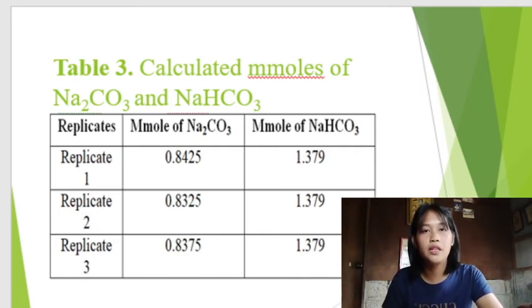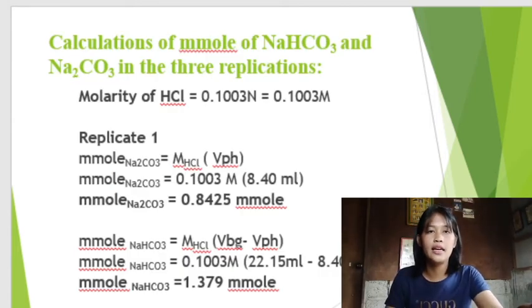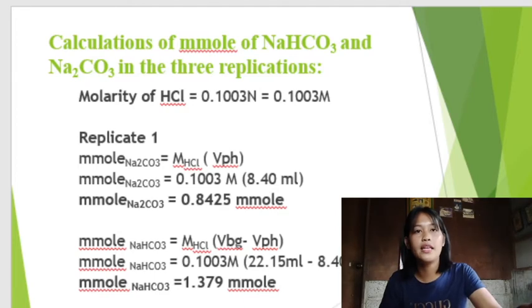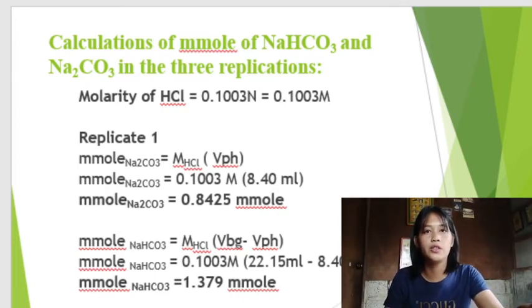So, to compute the millimoles of sodium carbonate in replicate 1, we multiply the molarity of HCl times the volume of HCl delivered with phenolphthalein indicator. So, we calculate 0.8425 millimoles. And to compute the millimoles of sodium bicarbonate, molarity of HCl times the volume of HCl delivered with bromocresol green minus the volume of HCl delivered with phenolphthalein, we calculate 1.379 millimoles of sodium bicarbonate.